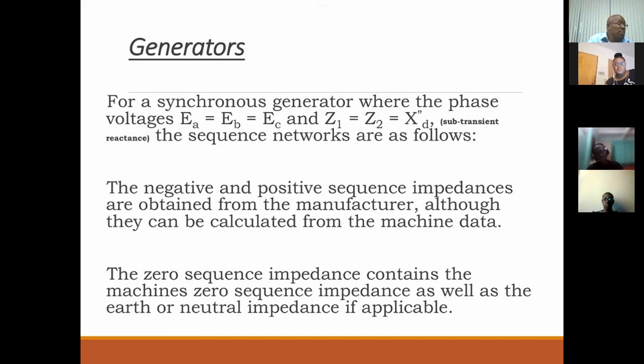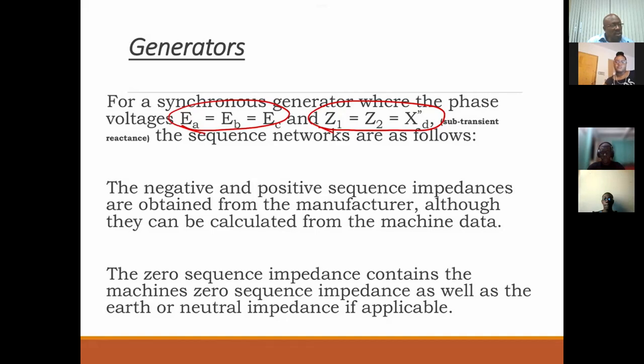So for your synchronous generator with these phase voltages, and Z1 normally being equal to Z2, which is equal to the subtransient reactance. For the negative and positive sequence, those we get from the manufacturer. And of course, that can be calculated, but usually you'll get it from the manufacturer.